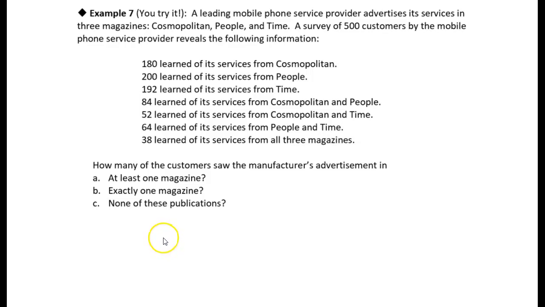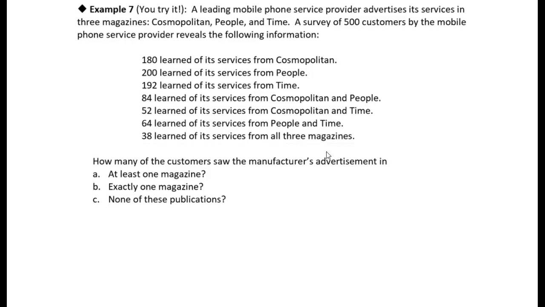I don't think Time even has a print magazine anymore, if I remember right. I don't know anybody who reads magazines anymore, but this might be an old question. But well, we can still use it as an example.